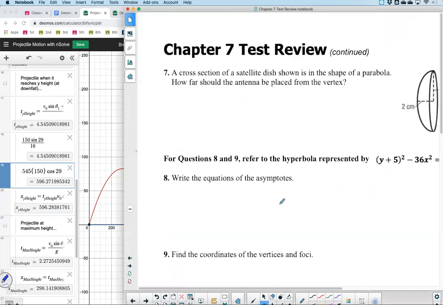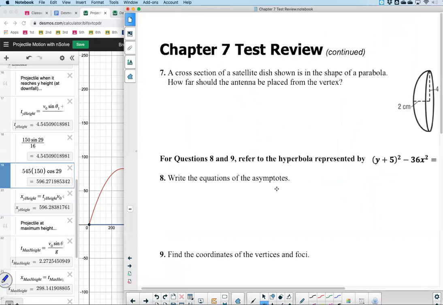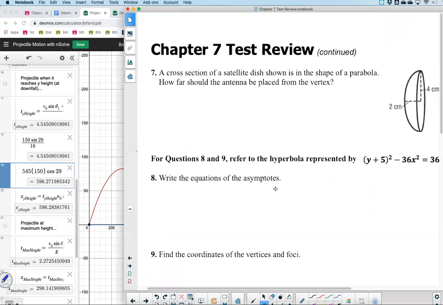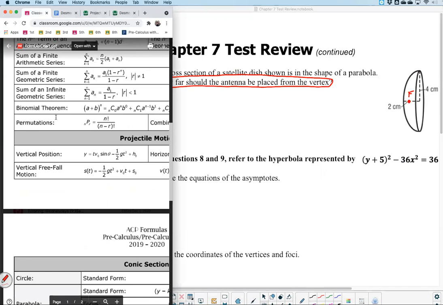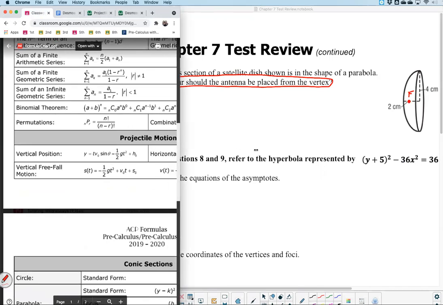All right. Let's try number 7. It says a cross-section of a satellite dish is shown in the shape of a parabola. How far should the antenna be placed from the vertex? This question is basically saying, where should we place the focus? Because the antenna on a parabola is the reflection point. It's where you get the signal. So we want to know where this focus should be placed. That's what I'm trying to find. All right, so how would you do this? Well, the first thing I would suggest is to take the parabola equation. So the parabola equation, let me extend this back now.